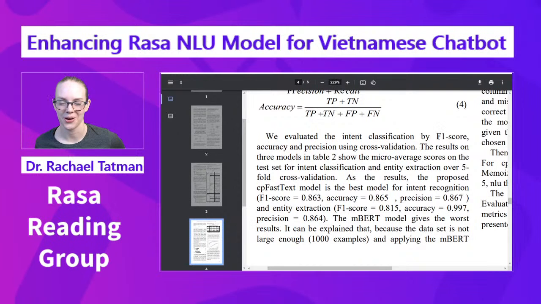This is very thorough. I would probably just report the F1 score and then go into a more detailed error analysis. But I appreciate the thoroughness. The results on 3 models in Table 2 show the micro-average scores on the test set for intent classification and entity extraction over 5-fold cross-validation. Based on their number of intents and training examples, I would be surprised if intent classification did super well.